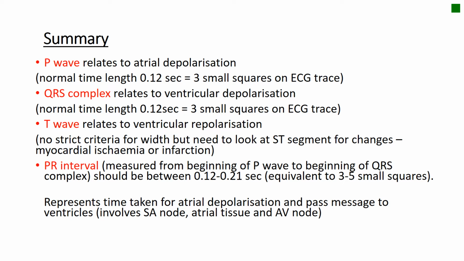The T wave relates to ventricular repolarization. There's no strict criteria for this, but you do need to look at the ST segment for changes, whether it's depressed or elevated, whether there's ischemia or infarction. The PR interval, which is measured from the beginning of the P wave to the beginning of the QRS complex, should range between 0.12 to 0.121 seconds. That's equivalent to 3 to 5 small squares. If it's longer than that, then you've got heart block.